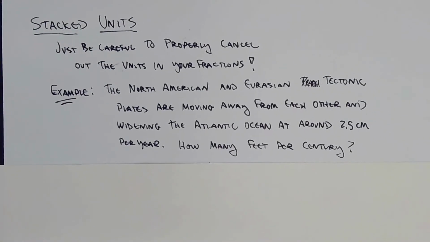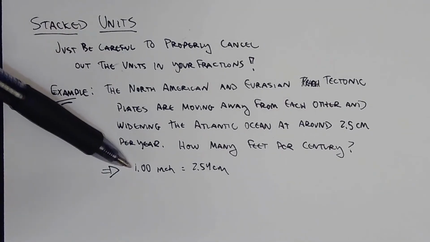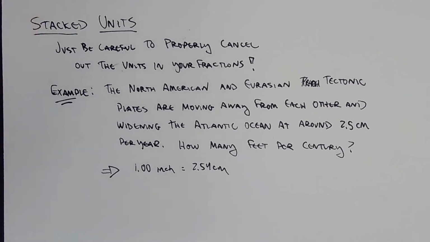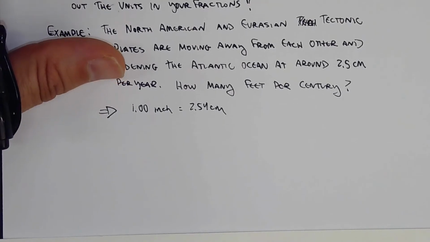So example one: the North American and Eurasian tectonic plates are moving away from each other and widening the Atlantic Ocean at around 2.5 centimeters per year. How many feet is that per century? So we can use a unit conversion. We're going to convert 2.5 centimeters per year to feet per century. As noted in the last video, 1 inch is 2.54 centimeters. I think everything else will be able to work out just on the spot, as they say. So let's take a look here.